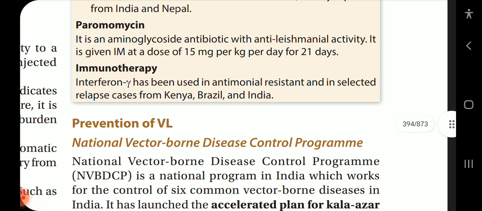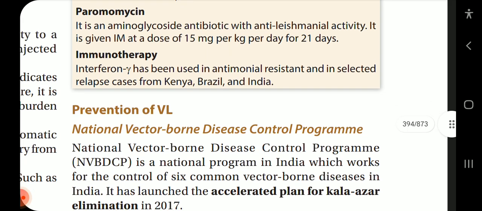Paromomycin is an aminoglycoside antibiotic with anti-leishmanial activity. It is given IM at a dose of 15 mg per kg for 21 days. Immunotherapy.